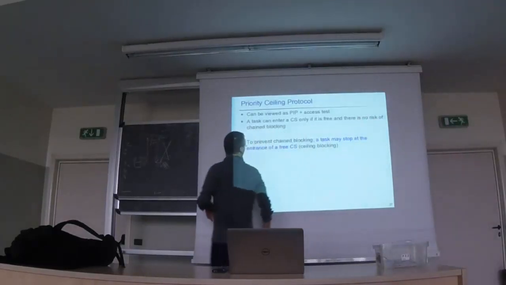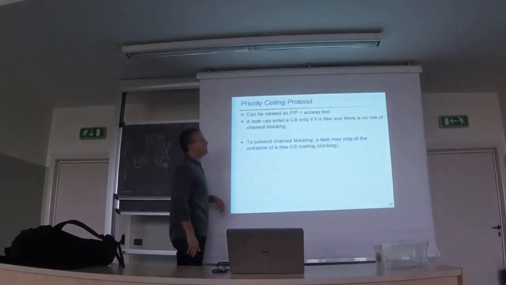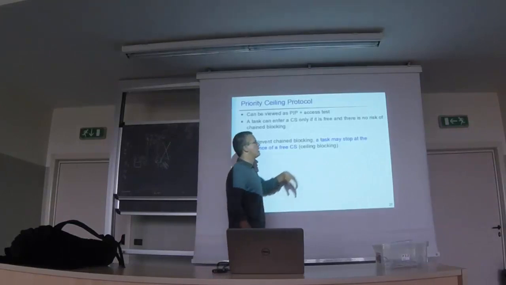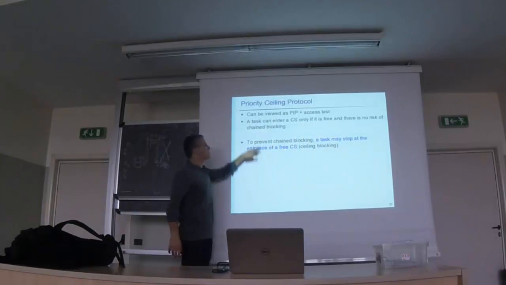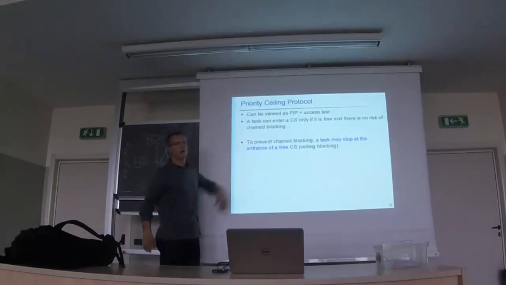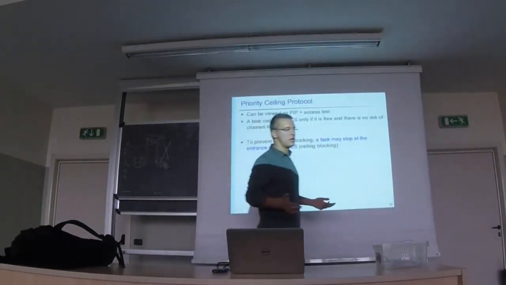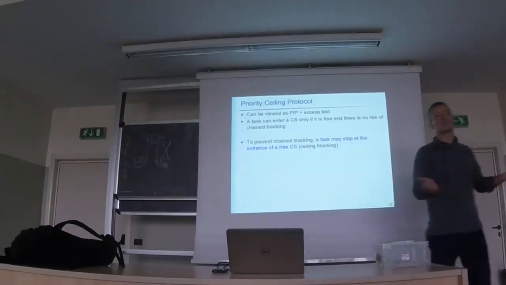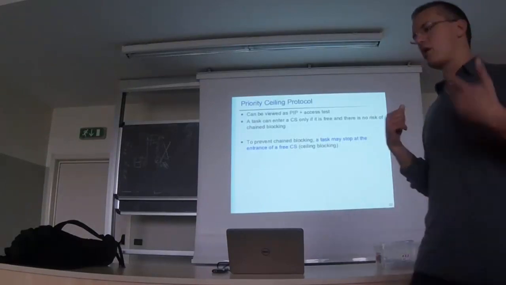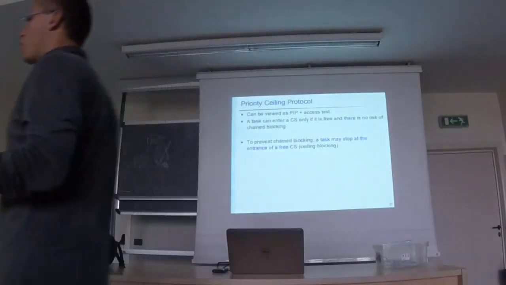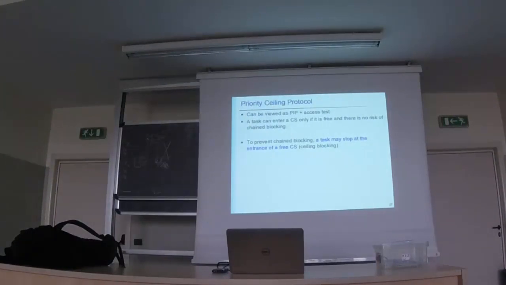So a task can enter a critical section, can hold the lock, can take a lock, only if the lock is free and there is no risk of chain blocking. Again, with priority inheritance, if the lock was free, the task was allowed to enter it. With priority sealing, the fact that the lock is free is not sufficient to allow you to lock it, in case this may cause repeated blocking to high priority tasks.